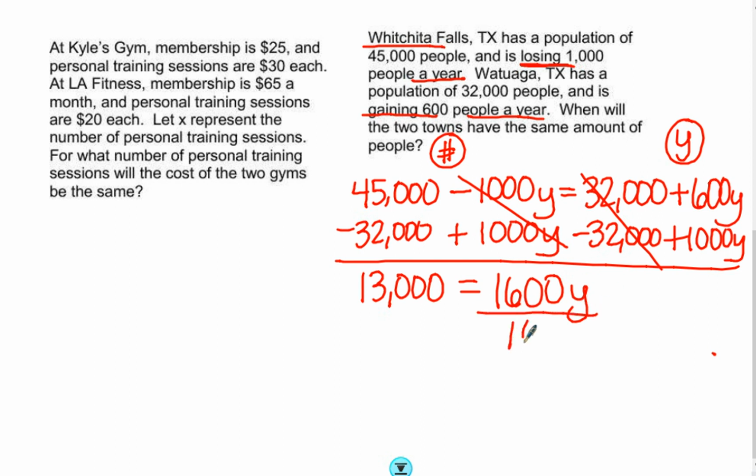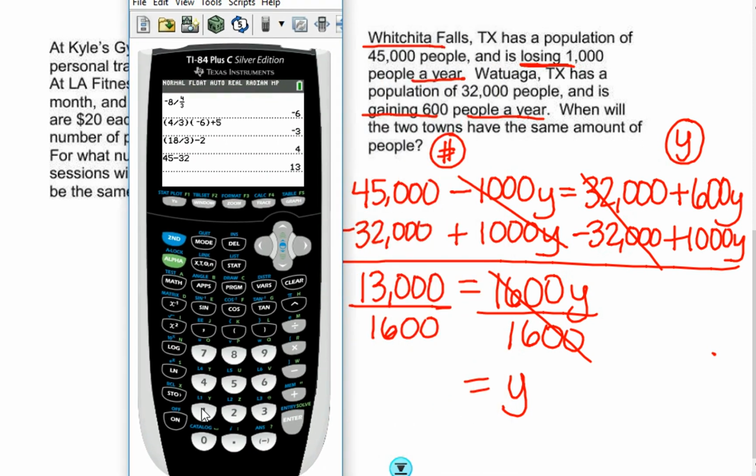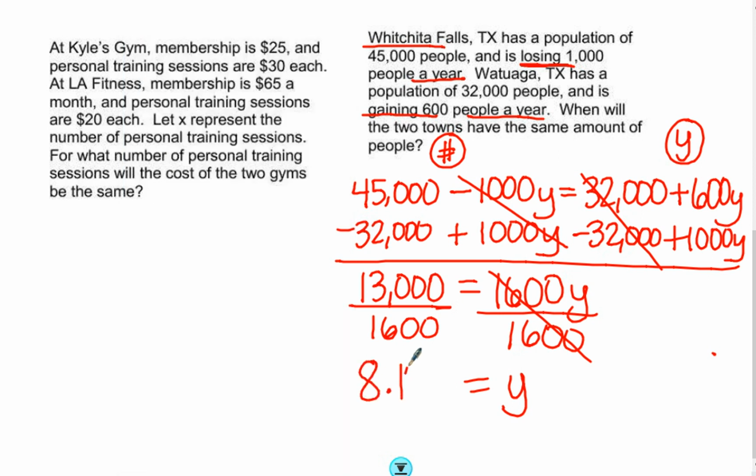And then I'm going to divide both sides by 1,600. 1,600 divided by 1,600 is 1 y. And over here I'm going to get my calculator out, and I'm going to do 13,000 divided by 1,600. And we get 8.125. All right, so that means after 8.125 years, they will have the same city population.